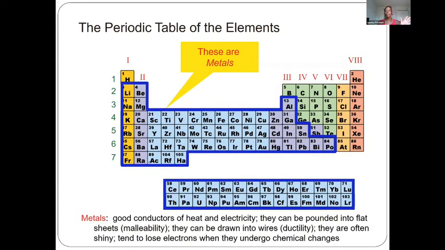Now, on the far left of your periodic table is where our metals are typically found. Metals are considered to be good conductors of heat and electricity. They can be pounded into flat sheets, so they're malleable. They can be drawn into thin wires, so they're ductile, and they often are shiny. The thing we want to remember most in chemistry is that the electrons they have are typically lost as they undergo some chemical change. So when metals form ions, they form a positively charged ion by losing that negative electron.